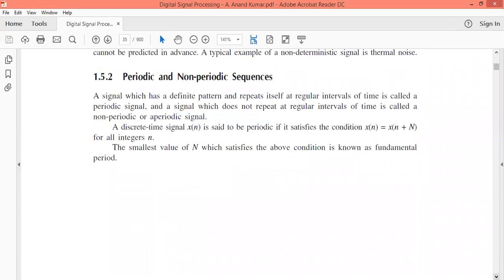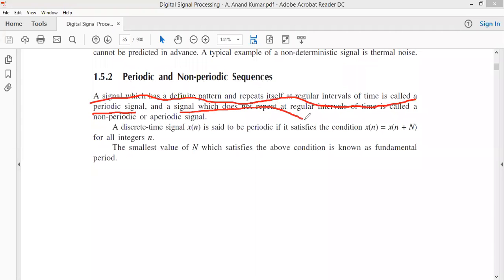Now we'll discuss what is periodic and non-periodic signals. A signal which is having a definite pattern and repeats itself at regular intervals of time is called a periodic signal. So we have some definite pattern and the signal is repeating over a time interval, then it is called a periodic signal. If the signal does not repeat at regular intervals, it is called a non-periodic signal or aperiodic signal. Here we are discussing only discrete time signals.